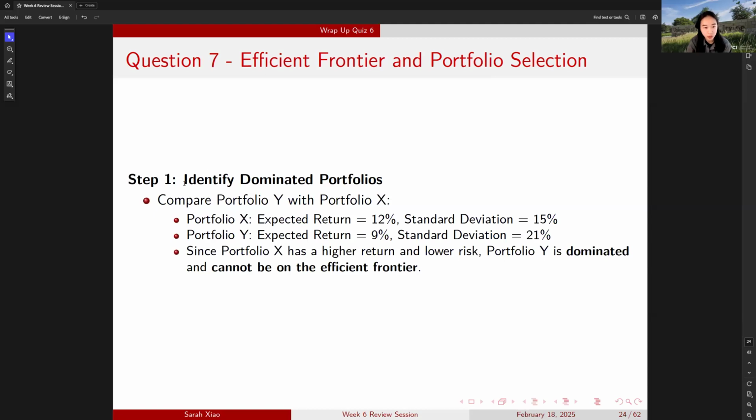And we firstly identify the dominated portfolio. As we discussed, portfolio Y has a lower expected return than portfolio X and has a higher standard deviation than portfolio X. So X dominates portfolio Y. So we can rule out Y.